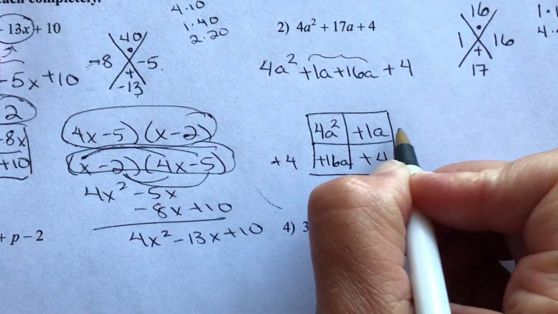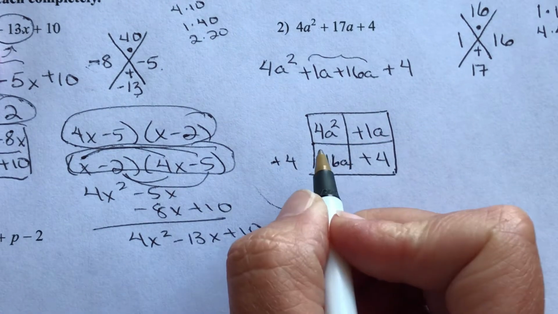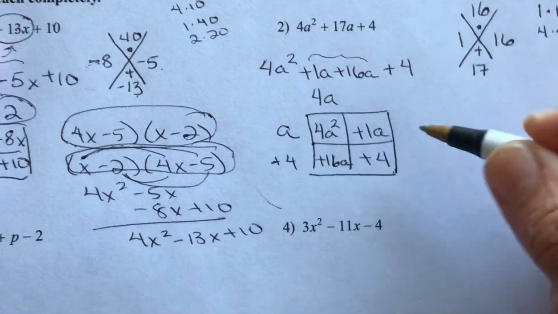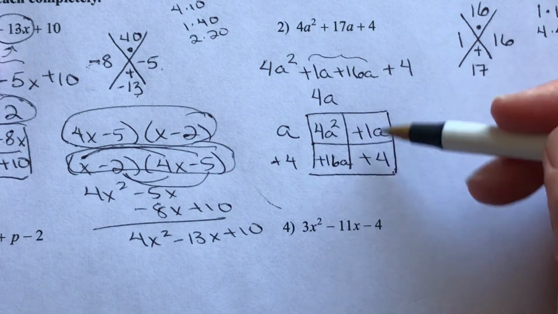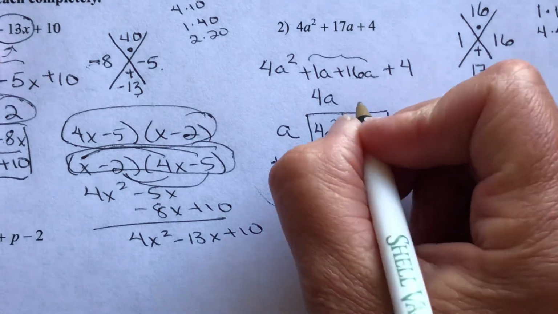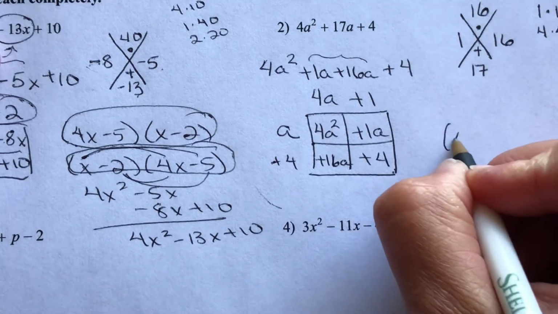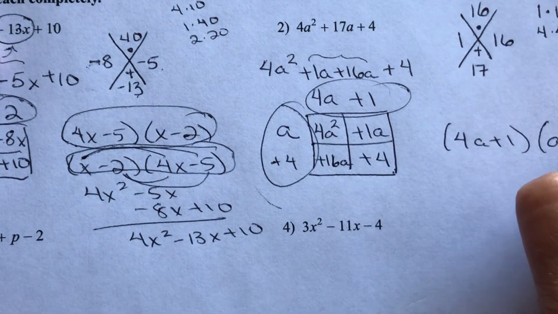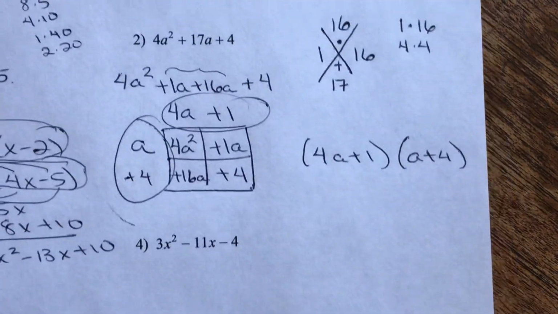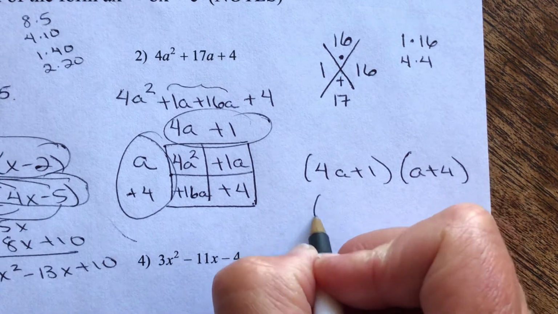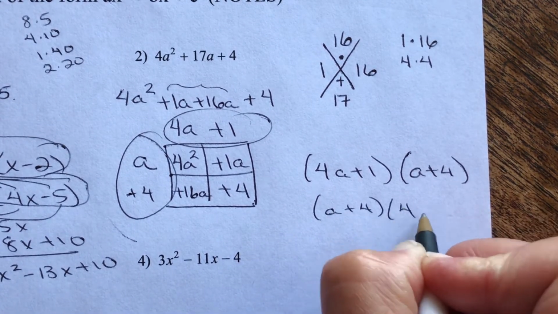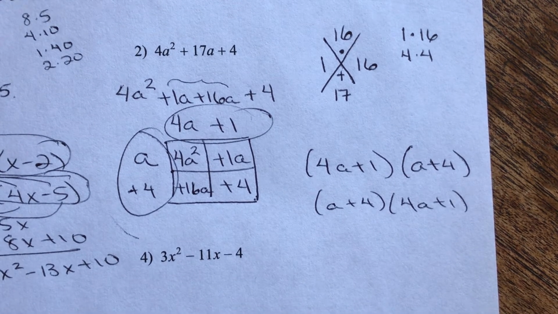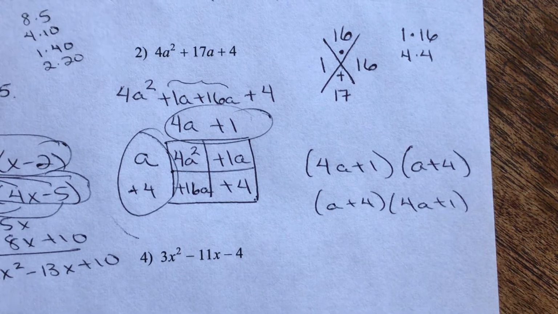This is a positive 4. That is just an A. Here is a 4A. And here, looks like it's just 1. Final answer, 4A plus 1 and A plus 4. And if you'd like to rewrite it this way, you're welcome to as well. You could multiply it out, double check your answer, and see if it goes back to the original, which it definitely does. Awesome. Let's do question number 3.